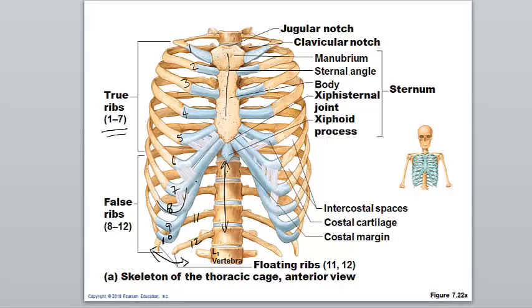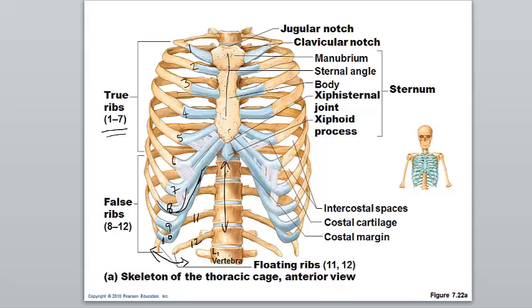So the 8th one attaches to the 7th one indirectly. Okay, so by indirectly attaching to the 7th one, they indirectly attach to the sternum, right? And the 9th and the 10th, they all attach to the 7th and indirectly attach to the sternum. The 11th and 12th, they are the outliers. They don't care whether they attach to the sternum or not. They just are there. They're floating ribs right over here.